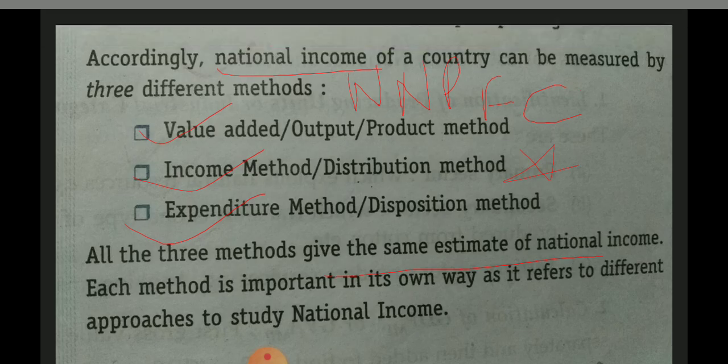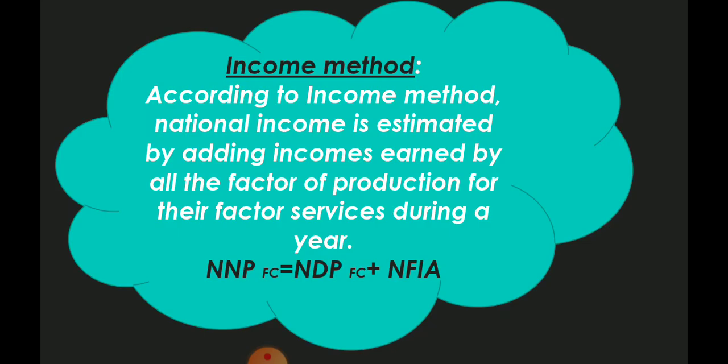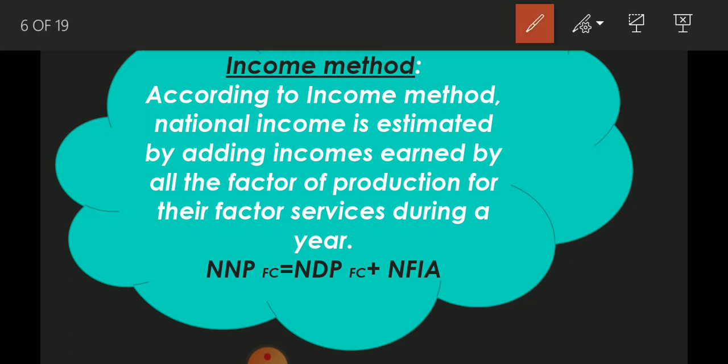What is the income method? According to the income method, national income is estimated by adding incomes earned by all the factors of production from their factor services during a year. It means the income method is the sum total of factor income earned by normal residents within the country plus outside the country. That is why, when we calculate NNPFC, we add NFIA.